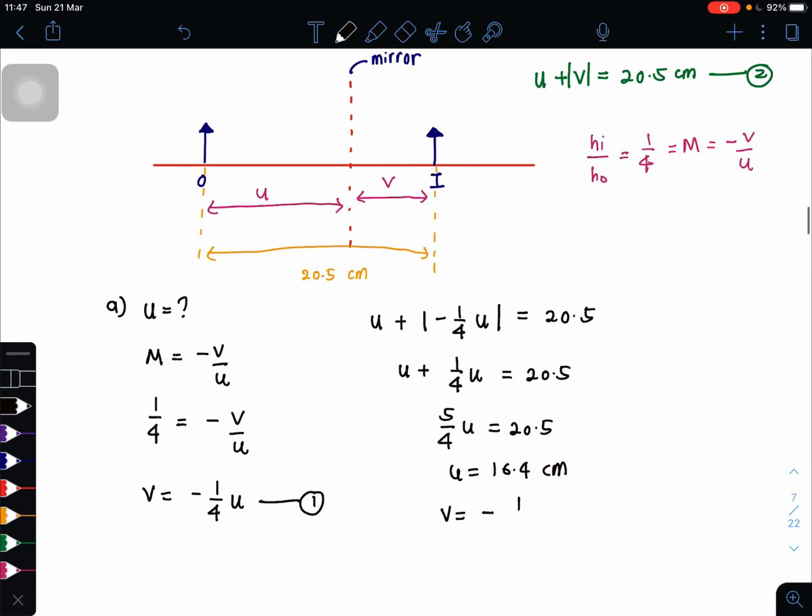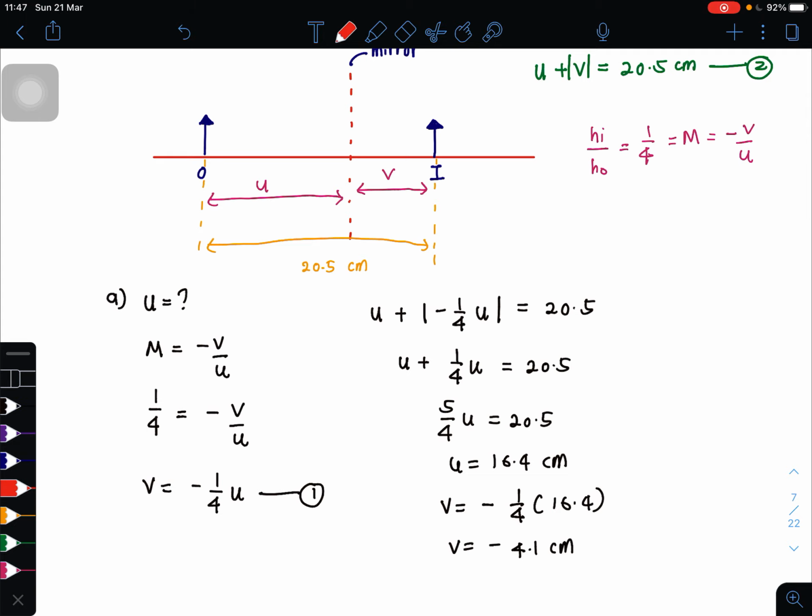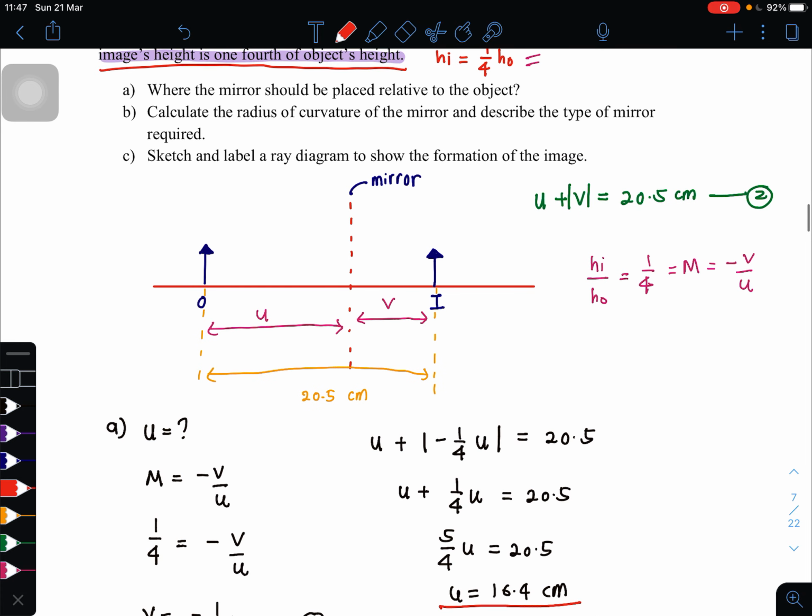Negative 1/4 times with U. So we get V will be equal to negative 4.1 cm. So we get the value of U here, and then the value for V. Okay, next one. Calculate the radius of curvature of the mirror and then describe the type of the mirror.